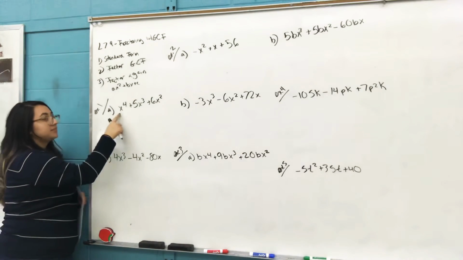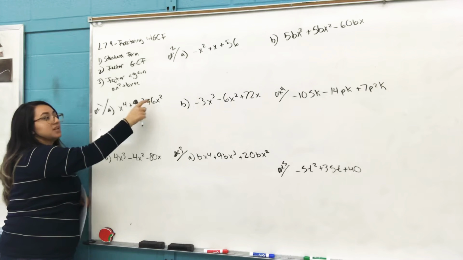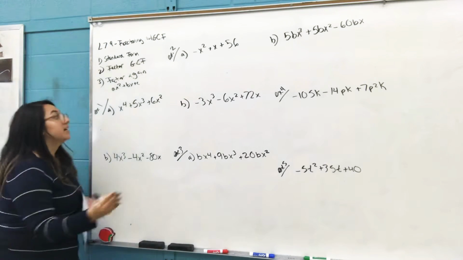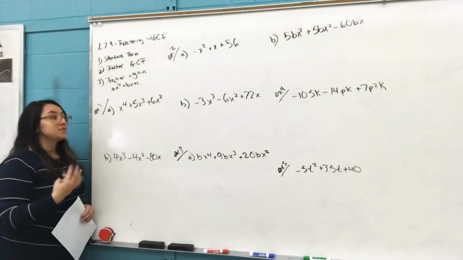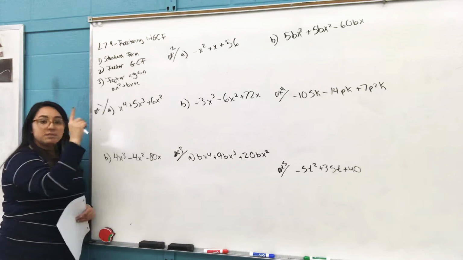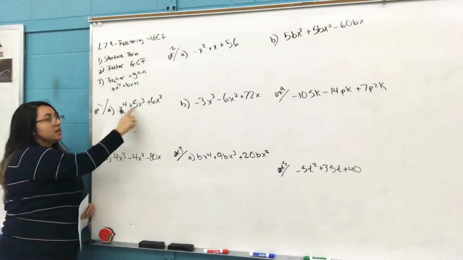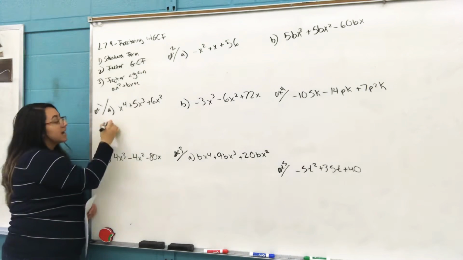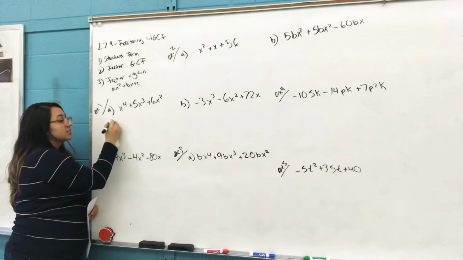Example 1, x to the 4th plus 5x cubed plus 6x squared. It doesn't look like anything that we factored before because there is something we can factor out. If you look at this, we always look at the numbers first. They don't have a number in common. But if we look at the variables, they have a variable in common.